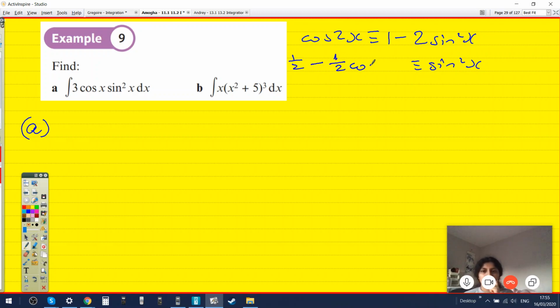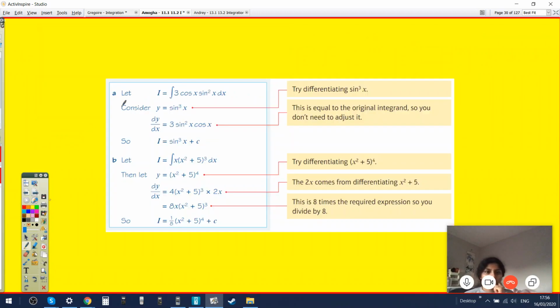So to differentiate that, you would just have to do 2 sine 2x times a half, so you just have sine 2x. Yeah. I don't know how to do it with cos 2x and cos x. Okay. I don't know how to do it. I would have just used by parts, but I think they have some sneaky trick.